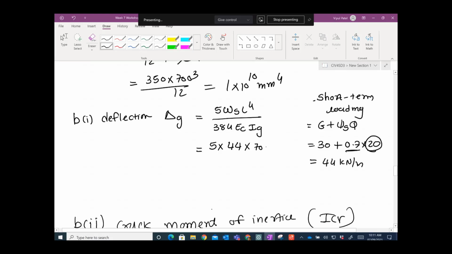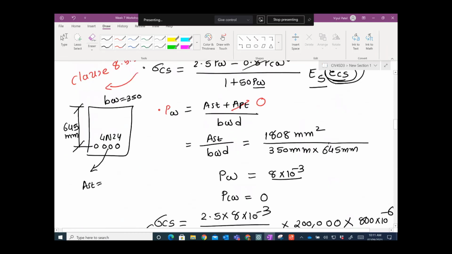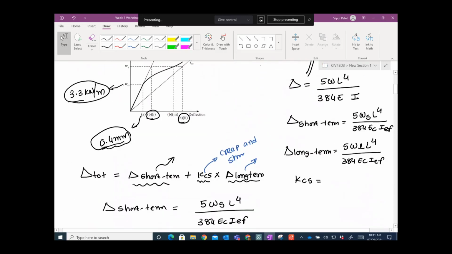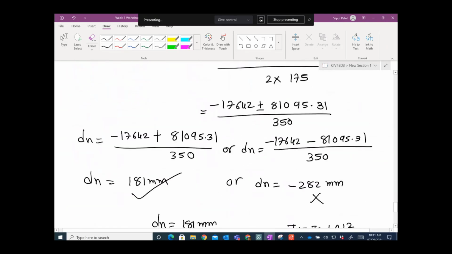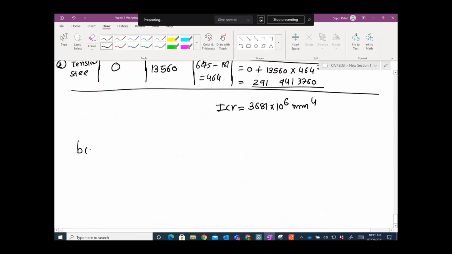So you have 44, length is 7,000 millimeters to the power 4 over 384. EC we got it, 26,700, and I gross is this 1 times 10 to the power 10. So in that case you have 5.2 millimeters. So that's good. We calculated 5.2 millimeters. Come back here, you have this 5.2 millimeters. Now we can calculate this B2, the deflection due to I crack.